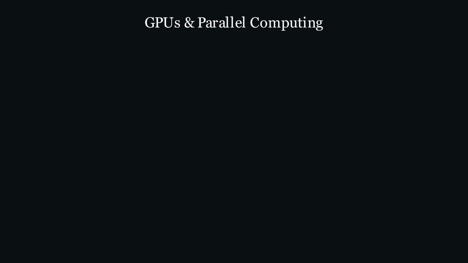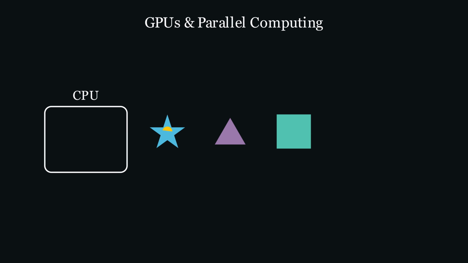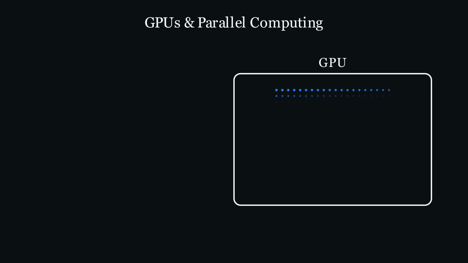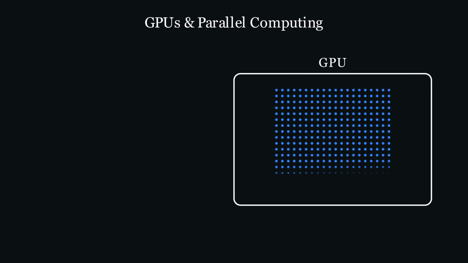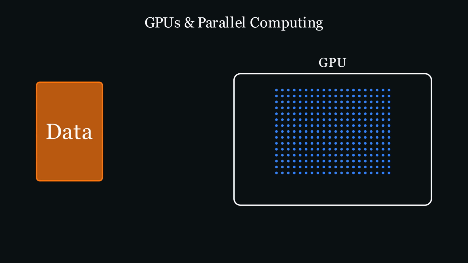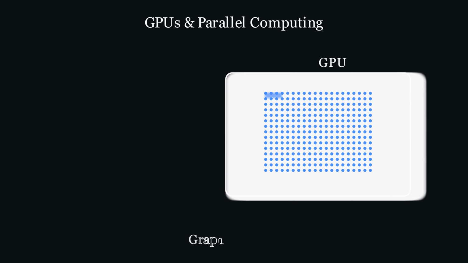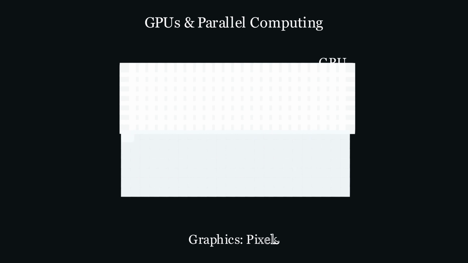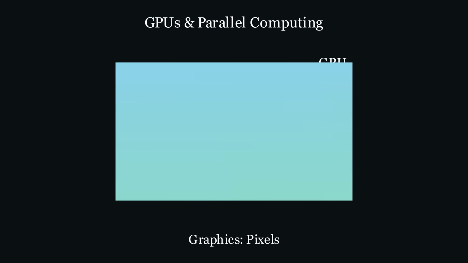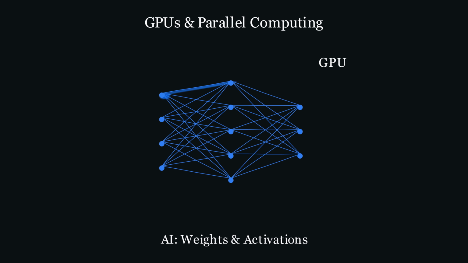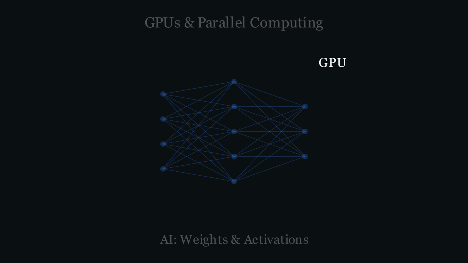A CPU is built to do a few complex tasks one after another extremely well. A GPU takes the opposite approach. It has thousands of much simpler cores, all doing the same simple operation at once on different pieces of data. That's perfect for graphics, where the same lighting calculation needs to run on millions of pixels simultaneously, and it turns out to be just as perfect for training AI.